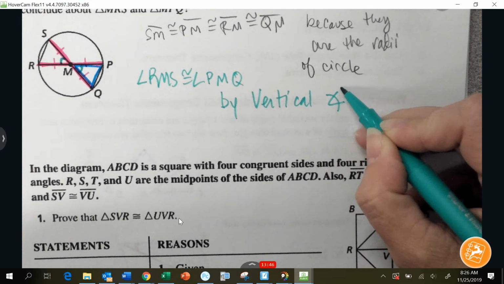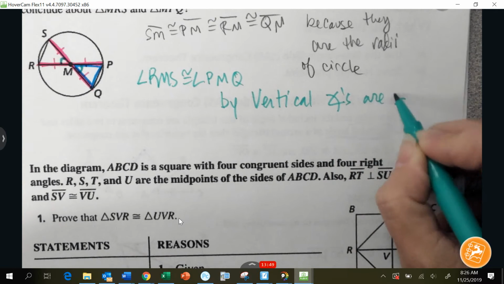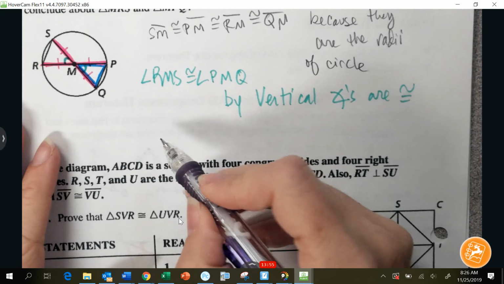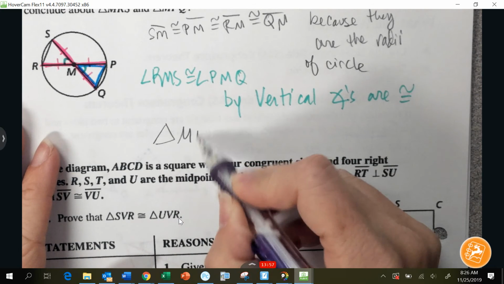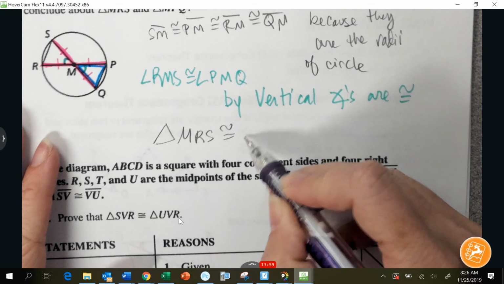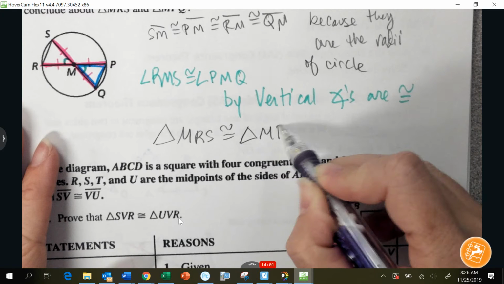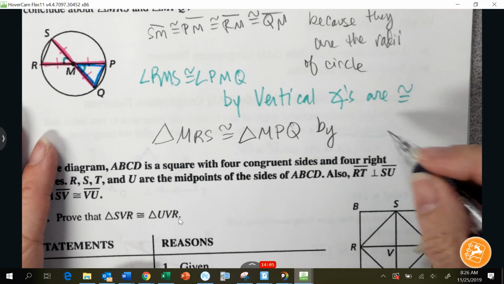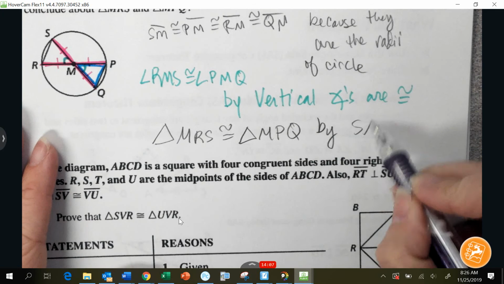Vertical angles are congruent. That's the vertical angles congruence theorem. So what can we conclude? We can conclude that triangle MRS is congruent to triangle MPQ by what? SAS.